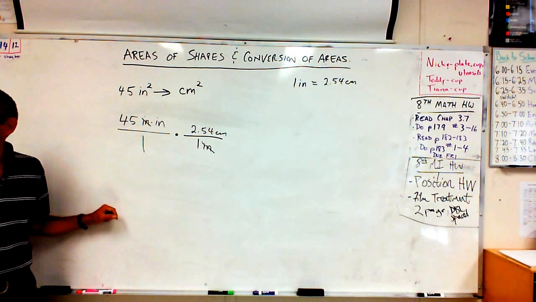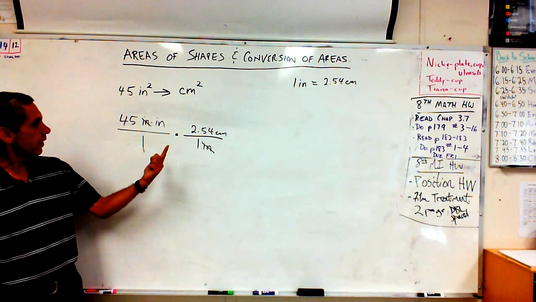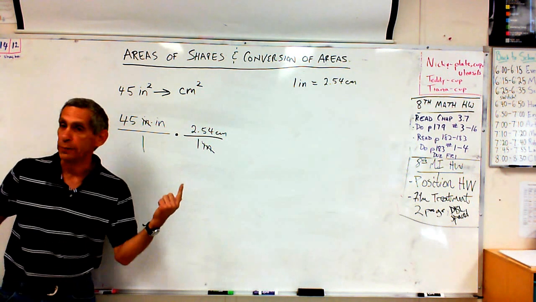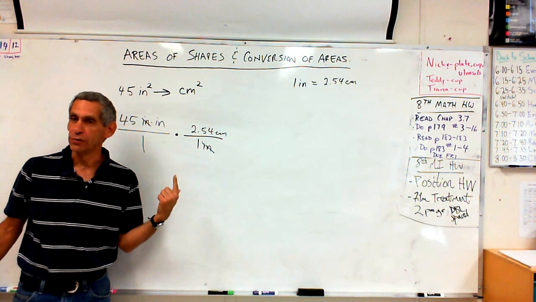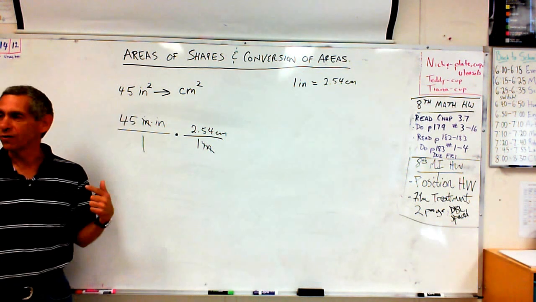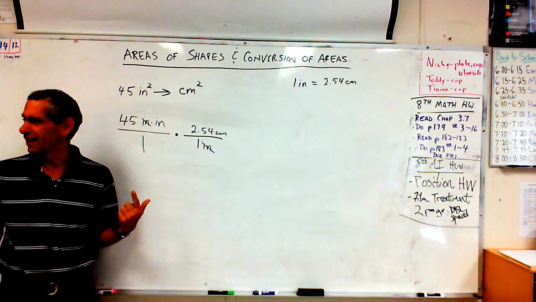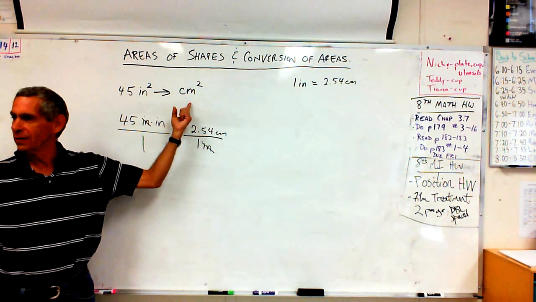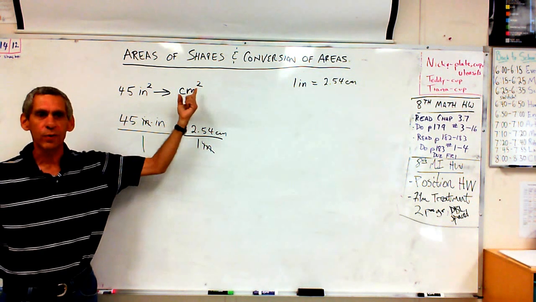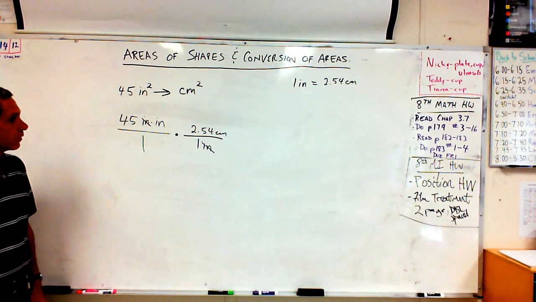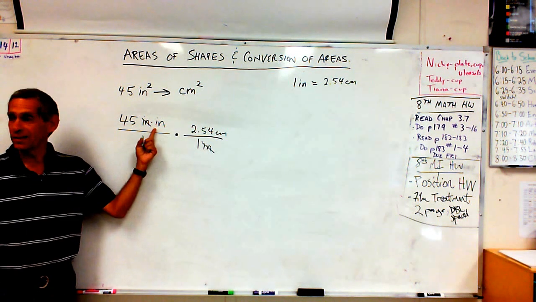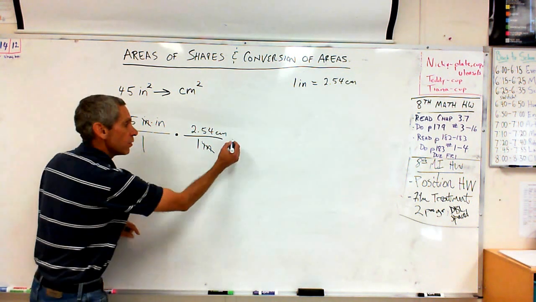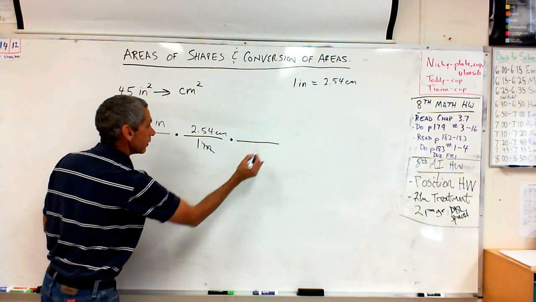Uh-oh. Now can I just multiply it? I'd have 45 times 2.54 inches, centimeter inch. I don't know, inch, centimeter. What's that? Inch meter. That's not going to help me. They didn't ask for inch centimeters. They asked for centimeters squared, centimeters times centimeters. Inches. So I still have an inch up here. That doggone inch, right?